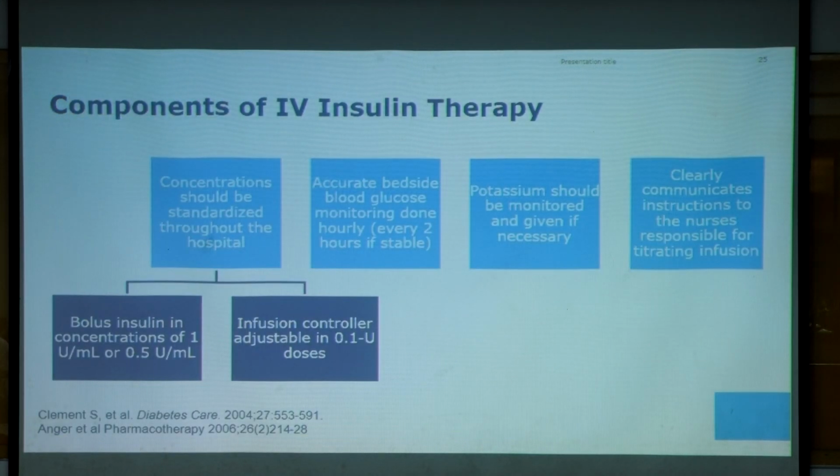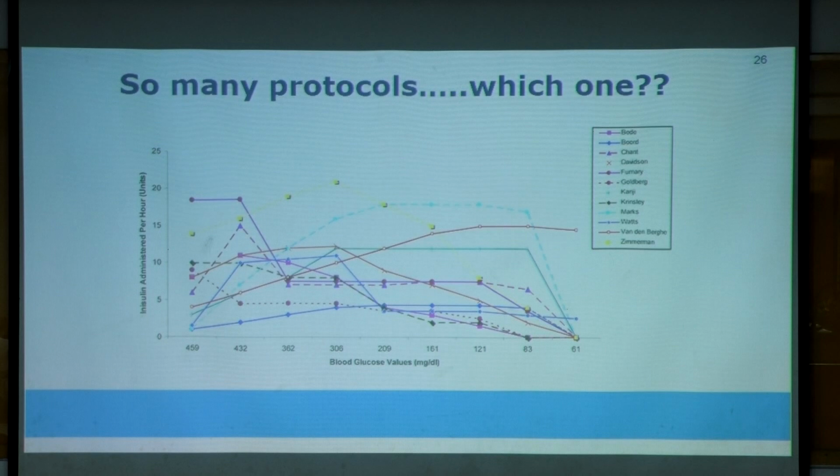The components of insulin therapy: concentrations should be standardized throughout the hospital, the acceptable blood glucose level should be reached, potassium should be monitored and given if necessary, and the instructions should be clearly communicated to the nurses responsible for treating. So we have to give instructions to the nurses about this therapy.